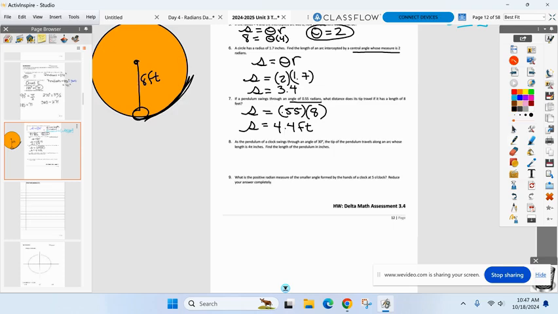Swings through an angle of 30 degrees. Where's that 30 degrees going? It is not going in for theta S. It's going in for theta, because theta has to be in what? Radians. So off to the side or in your calculators right now, I need to convert, because 30 does not go in the formula. The radians version goes in the formula.